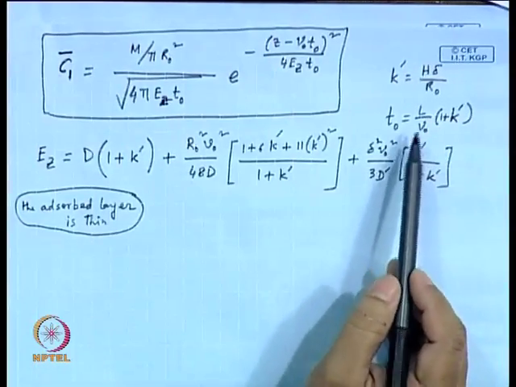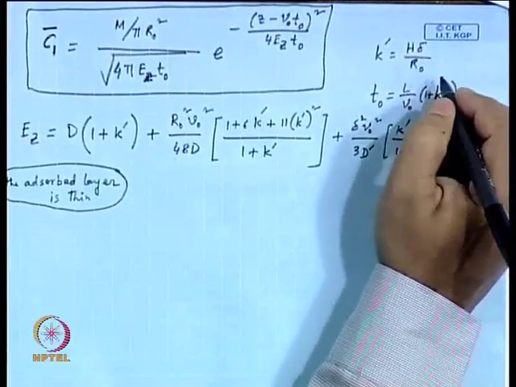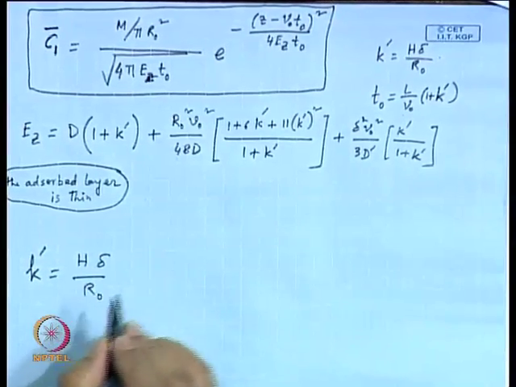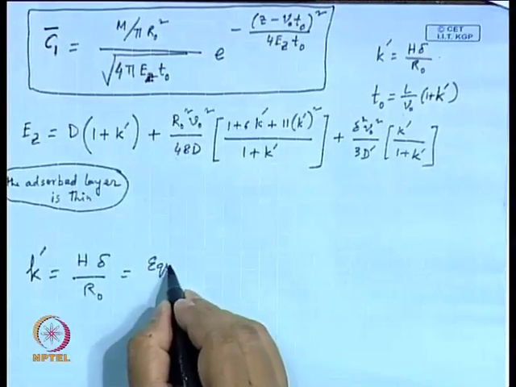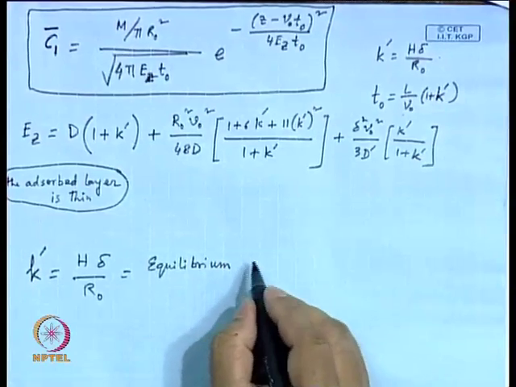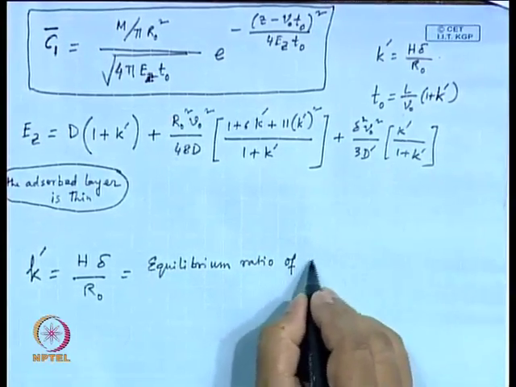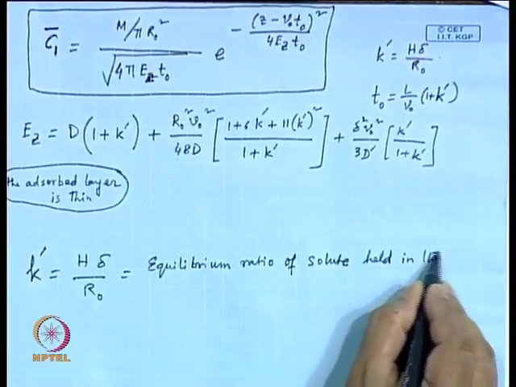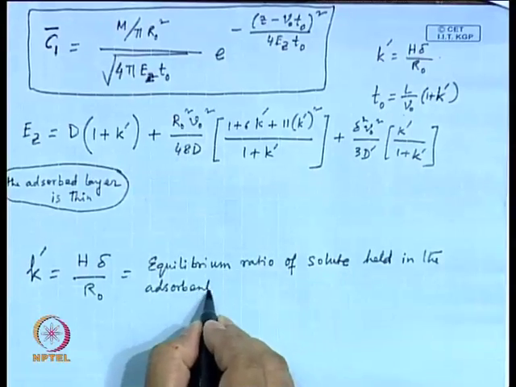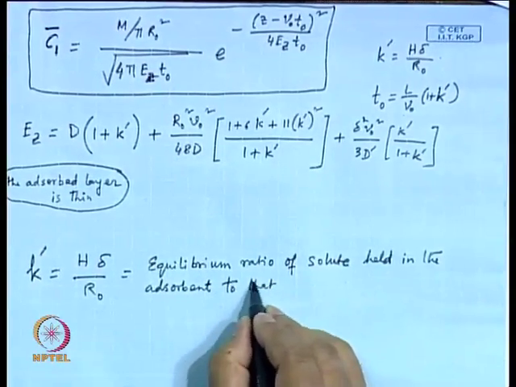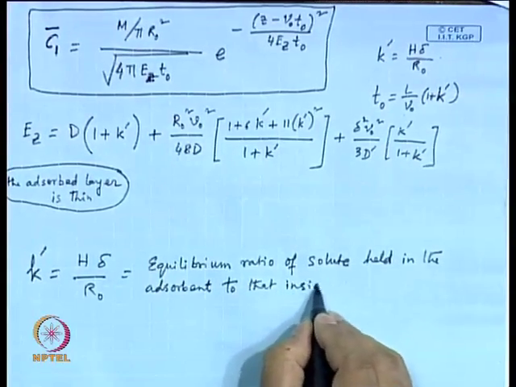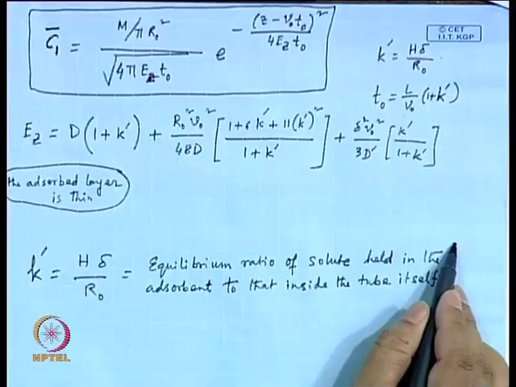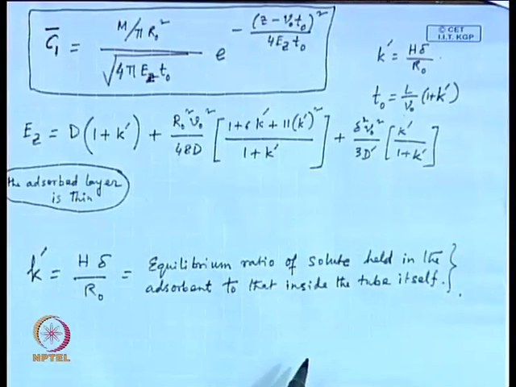Okay. Now, what is k prime? K prime is equal to h delta by R 0. So what is h delta by R 0? If I look at it clearly, k prime is equal to h delta by R 0. So this is basically the equilibrium ratio of solute held in the adsorbent layer to that inside the tube itself.